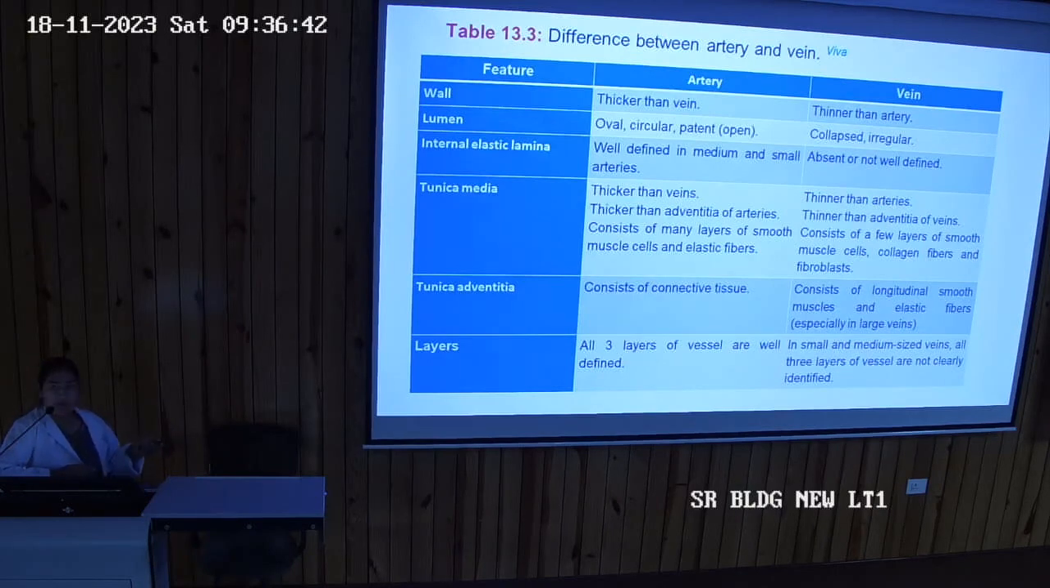Adventitia was thicker in veins. All the layers of the artery, tunica intima, media and adventitia, were well defined, but here they are not clearly identifiable. In arteries, the internal elastic lamina was recognizable, the external elastic lamina was also recognizable, but in the case of veins it was indistinguishable. So there are very few fibers and less distinction in the veins compared to the arteries.